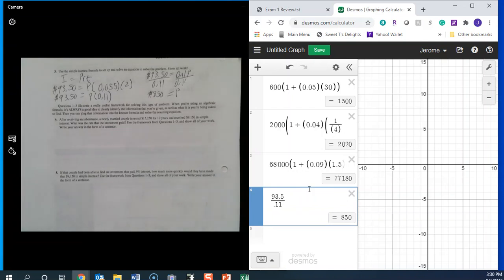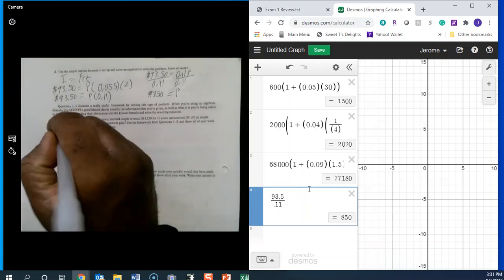Now we come down here to problem number 4. It says after receiving an inheritance, a newly married couple invested $15,250 for 10 years and received $9,150 in simple interest. What was the rate that the investment paid? Use the framework from questions 1 through 3 and show all of your work. Write your answer in the form of a sentence.